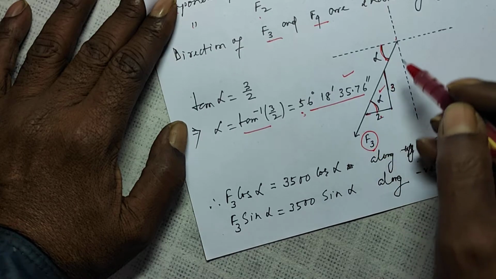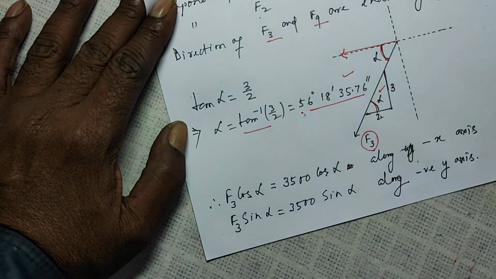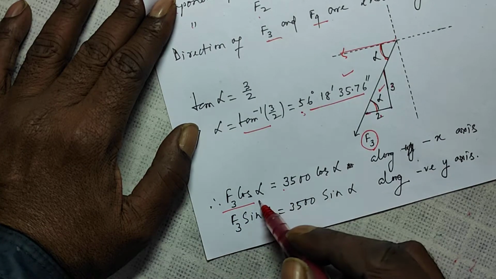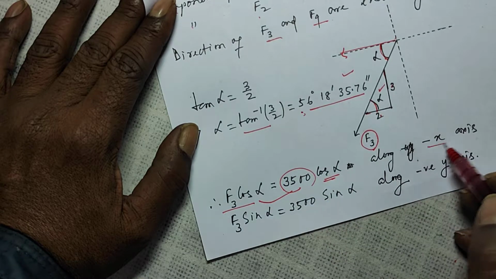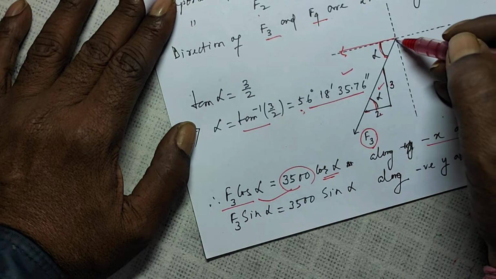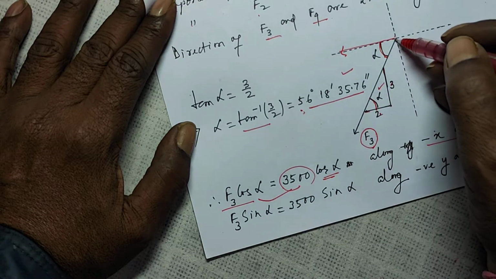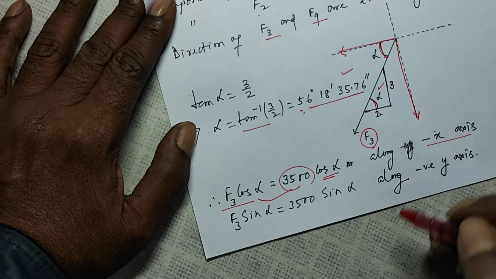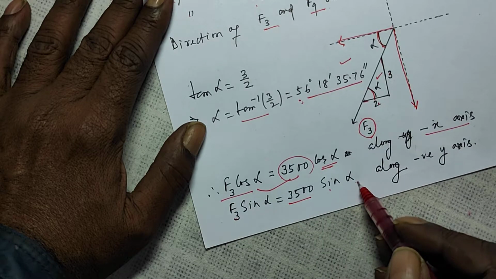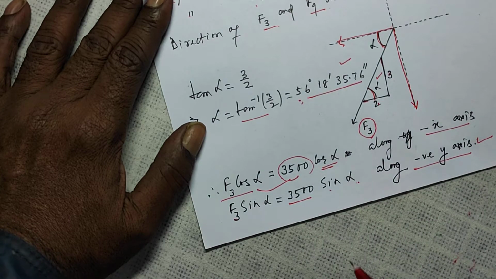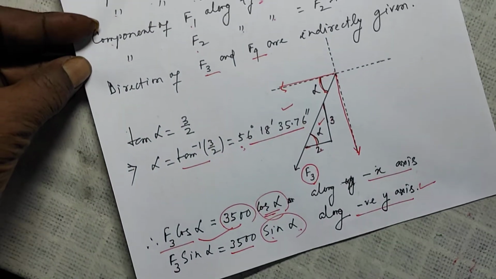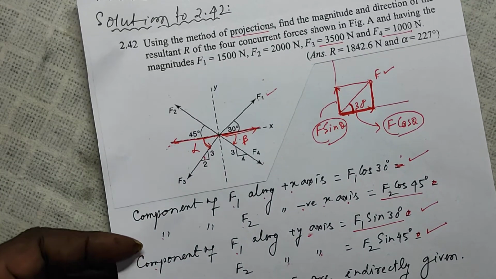The component of F3 along the negative x-axis will be F3 cos alpha. I have put F3 cos alpha along the negative x-axis. Similarly, the other component of F3 will be F3 sin alpha, along the negative y-axis. No need to put the value of alpha now. We'll put it only once using a scientific calculator to save time.